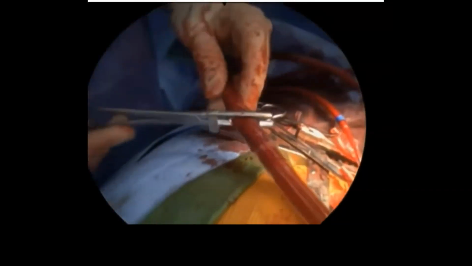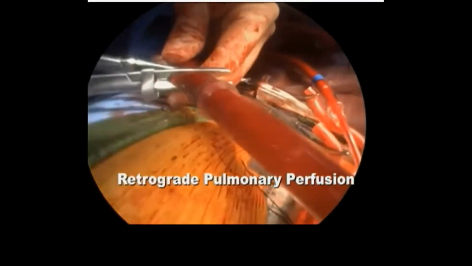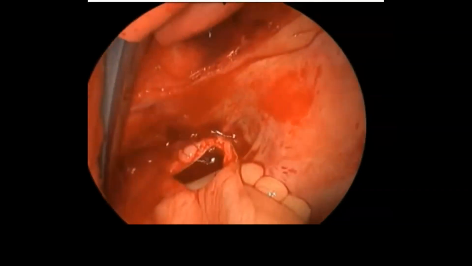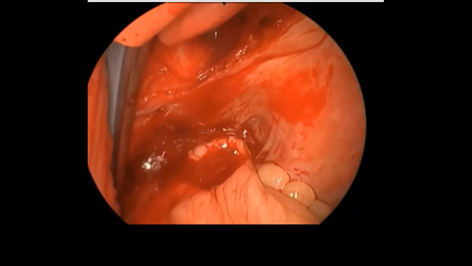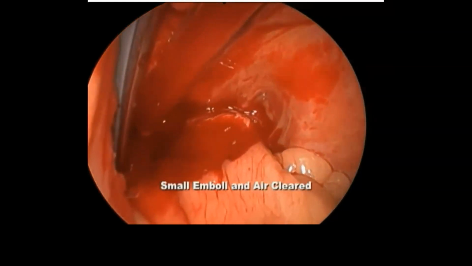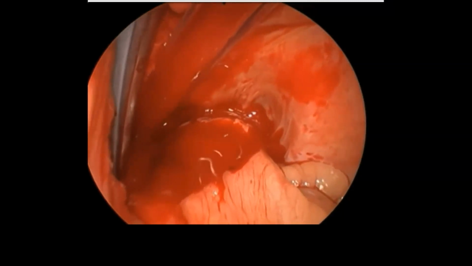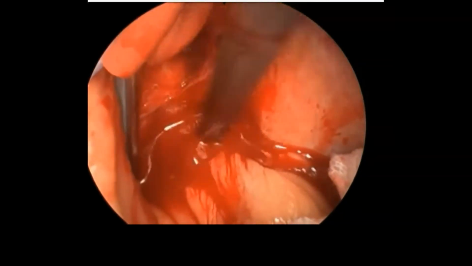Then at this point in time, we take the clamp off of the right superior pulmonary vein cannula. This allows us to perform retrograde pulmonary perfusion. It goes from the pulmonary veins back through the lungs and out the pulmonary artery, as you can see here. Small emboli and air are cleared, you can see in this portion of the video.